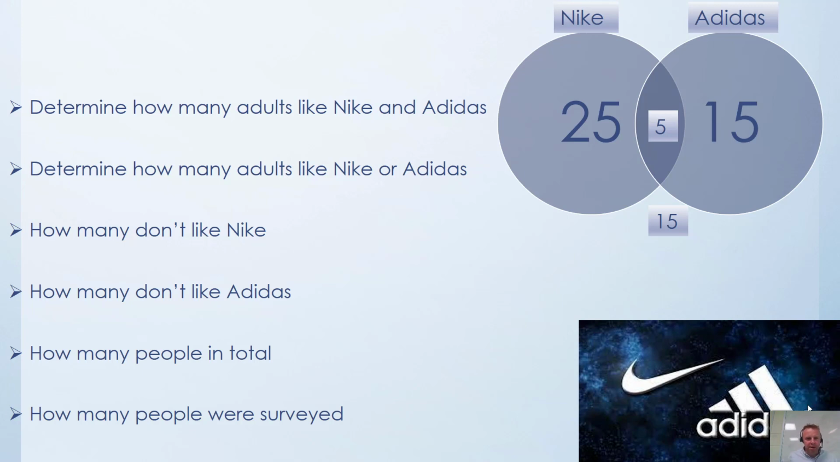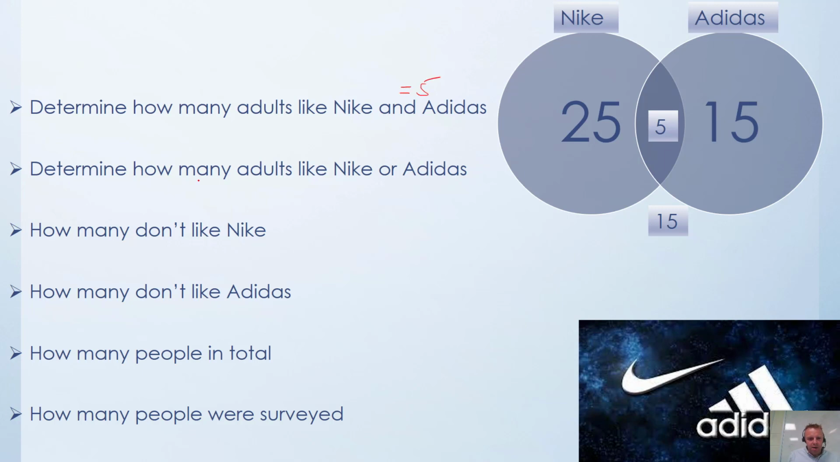Determine how many adults like Nike and Adidas. I can see that Nike and Adidas would have to be an intersection, because they'd have to like both of them. So 25 only like Nike, 15 like only Adidas, but we have 5. So the answer there is equal to 5.